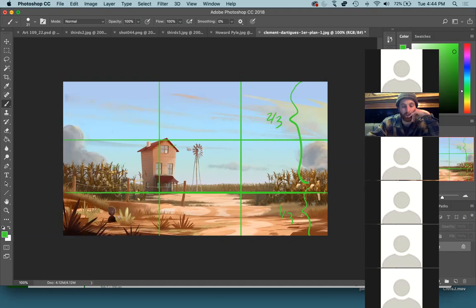Hayden, do you use the rule of thirds when trying to find where to put the horizon line or dividing sky and ground in photography? Oh, every time. It's my biggest tool.